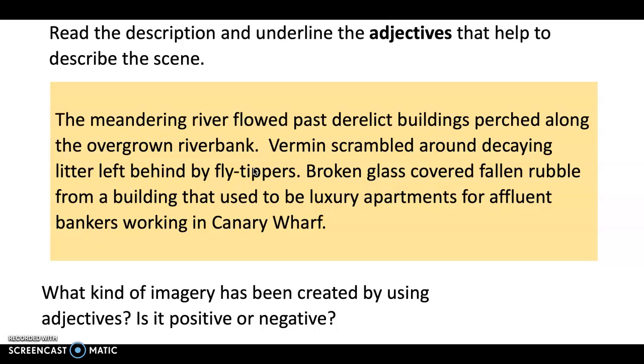After you've done that, you're going to answer this question. What kind of imagery has been created by using these adjectives? Is it positive or negative? So you're going to zoom in on the particular words that you've underlined and think about what comes to your mind, what picture is being created in your mind's eye. What can you see? Does it look nice or doesn't it look nice? Is it positive or negative? Jot your answers down on a piece of paper.